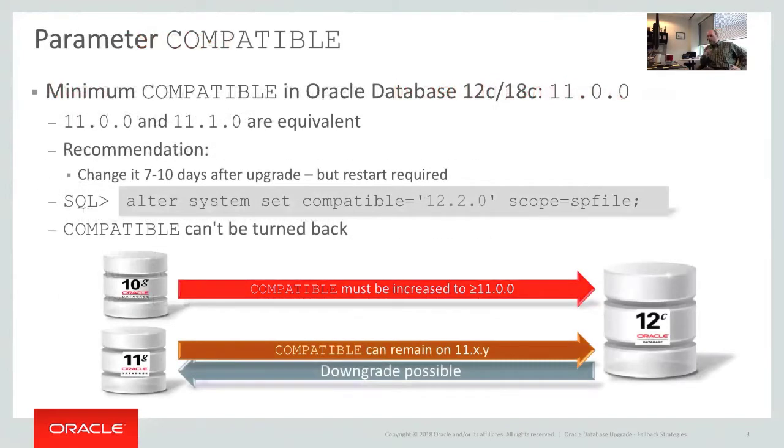Now, compatible is very important when it comes to upgrades, and it's also a very misunderstood parameter for the database. The compatible parameter's function is to govern access to features in the database that change the on-disk structure in your data file. So that doesn't mean that it governs all of the behavior of the database. For example, compatible does not govern the behavior of the optimizer. There are separate parameters for that, such as optimizer_features_enable.